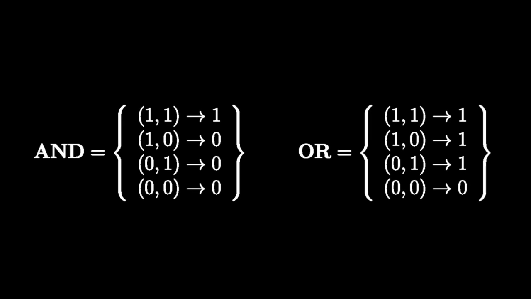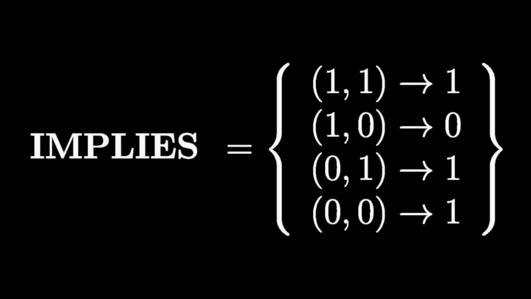We have already considered the two binary Boolean operators and or, and their truth tables are shown here. The next operator I'd like to consider right now is called implies. Let's take a moment to observe that if x implies y is true whenever x is false, then this captures the idea that it's possible to prove anything if you start from a false assumption.